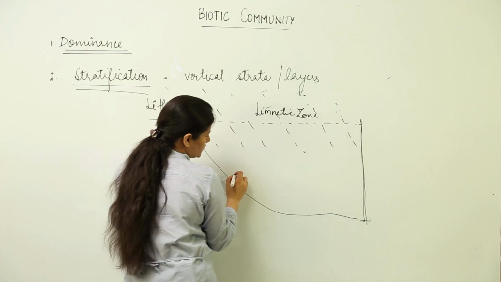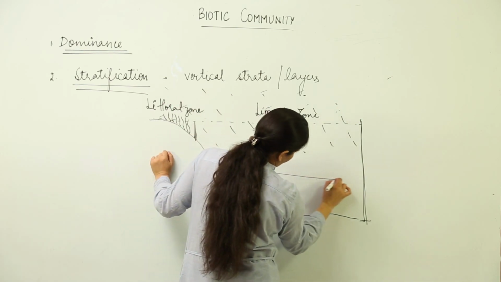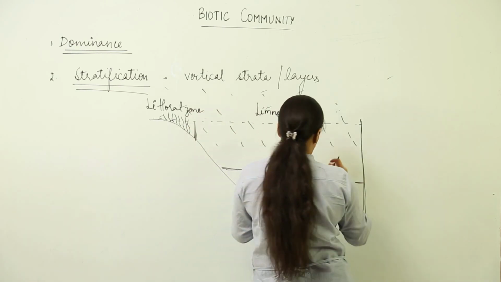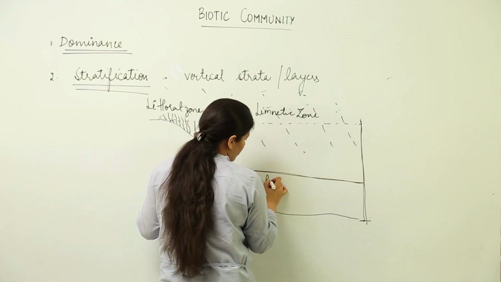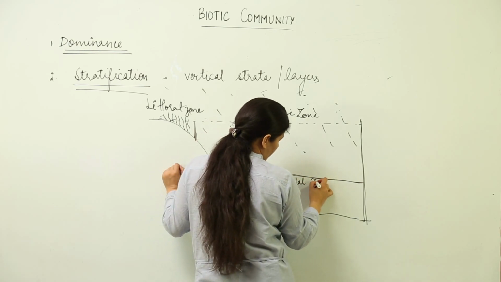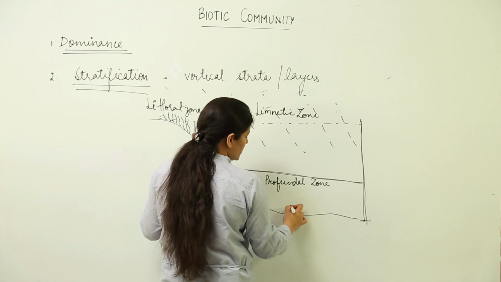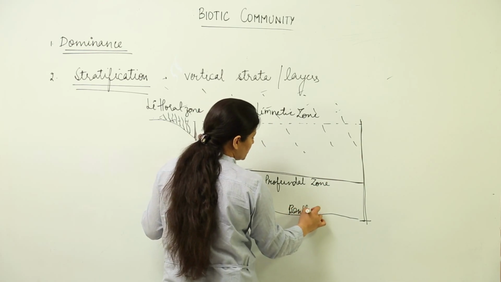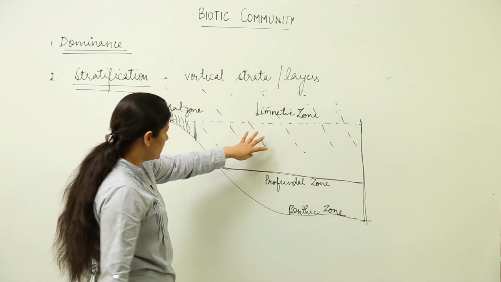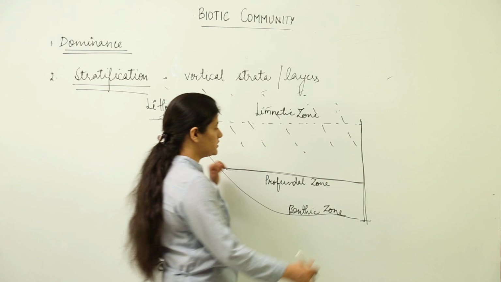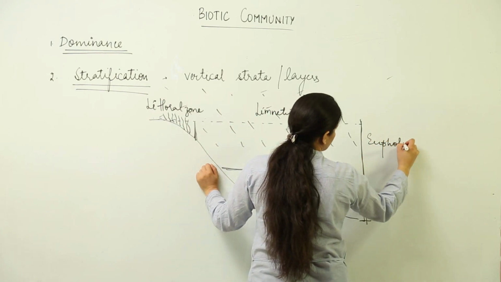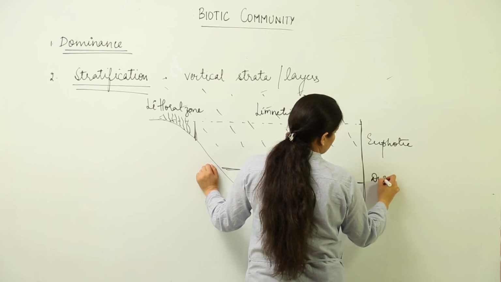Okay. The light would reach up to a depth, and beyond that depth there would be profundal zone. The base of the lake is termed as benthic zone. Now these are also layers. In the illuminated part there is a region that is euphotic and dysphotic.